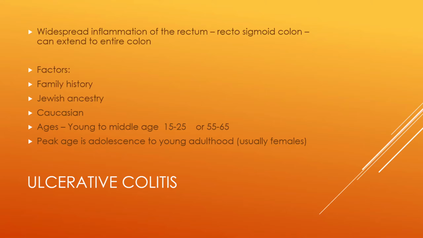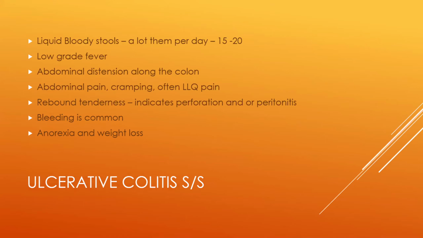This is the picture of the ulcerative colitis person. Usually white. There tends to be a Jewish link to it, family history, and then typically younger, 15, 20-year-old is the typical presentation of ulcerative colitis. And they get dehydrated, fluid volume deficit, very quickly. Liquid bloody stools, they typically have a low-grade fever.